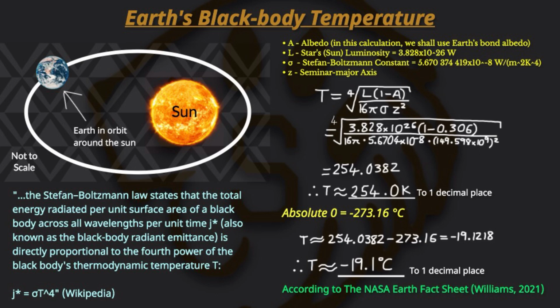And then we have the semi-major axis, which is the Z that you can see there, which is squared in the formula that we have. Then we substitute those values into the formula, as you can see, and we get 254.0382 kelvins. We put it as 254.0 kelvins, correct to one decimal place.